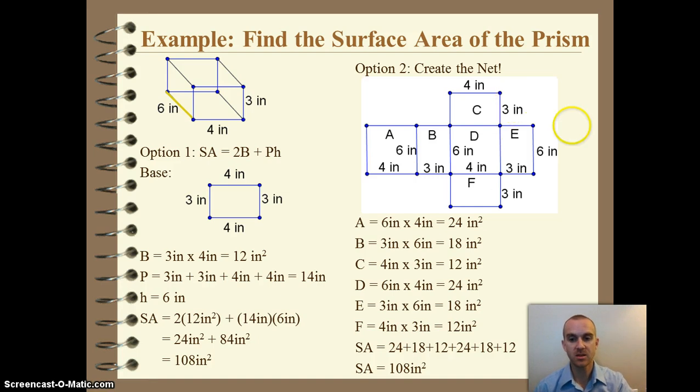And if you recognize, there's a lot of them that repeat. Another formula you'll see for a rectangular prism is that you can do 2 times the length times the width plus 2 times the length times the height plus 2 times the width times the height, which is pretty much what happens with these 6 shapes.